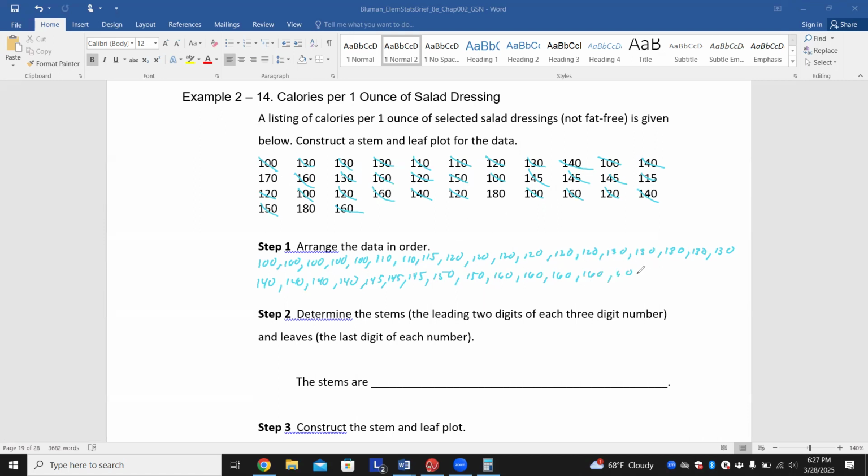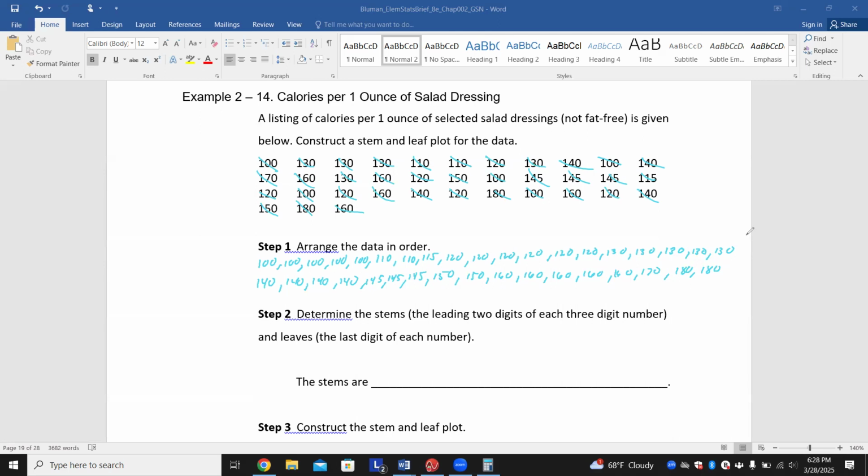There's a 170. It looks like I only have two 180s left. All right, make sure I got every number crossed out. Make sure I didn't lose any or forget any. So there's my numbers arranged in order.